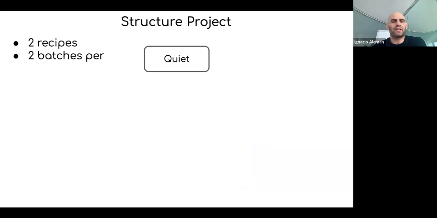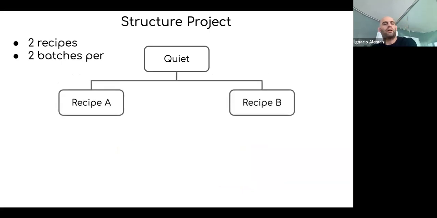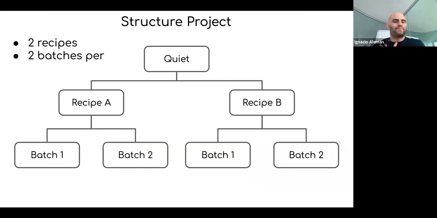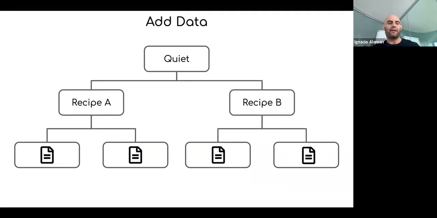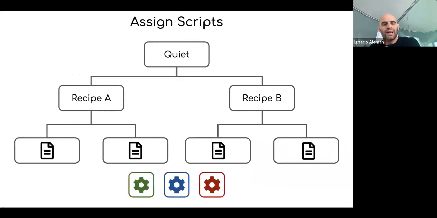So we can start with our project at the top level. We'll then add both of our recipes, mimicking the project structure, and then we can add our batches. So you can see here, when we build our project tree, we're just mimicking our experimental structure in our research project. We can then add our data at the bottom level. And then they give us our analysis, which we can assign. We're going to assign the green analysis to run at the bottom level, the blue analysis to take those results and derive the results for each recipe. And then finally, we'll have the red result at the very top to give us our comparison between recipe A and recipe B.